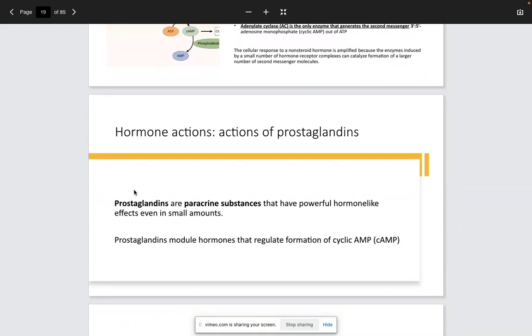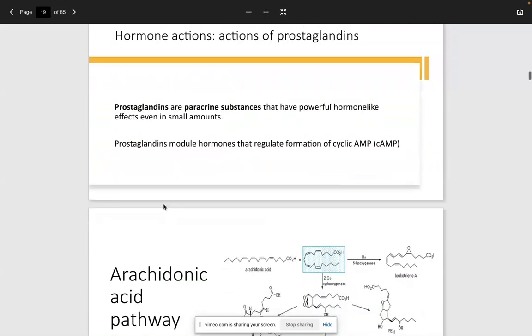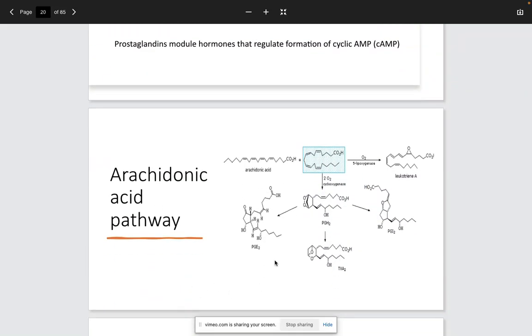There's these things called prostaglandins. Prostaglandins are going to be an example of paracrine signaling. What is a prostaglandin? Prostaglandins are going to be inflammatory mediators. Have you ever had a headache and you experience pain in your head? There's something called prostaglandin E2, PGE2, and this whole process occurs through inflammation.